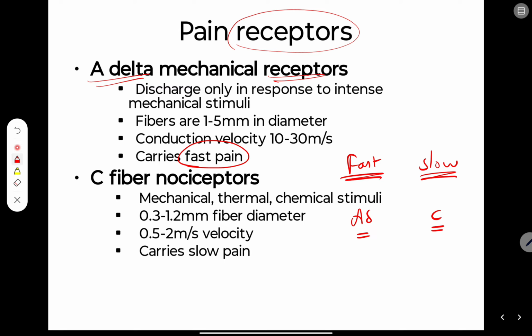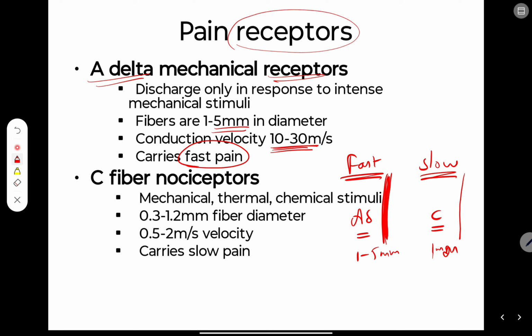Remember that. The velocity of conduction is also very fast, and we all know the thicker the nerve fiber diameter, the faster the conduction. The A delta fiber pathway is a thick fiber, almost about 1 to 5 micrometers. Slow C fibers carry slow pain, and the fiber diameter is very thin, roughly around 1 micrometer. This is the diameter of the nerve fiber which is carrying the impulses.